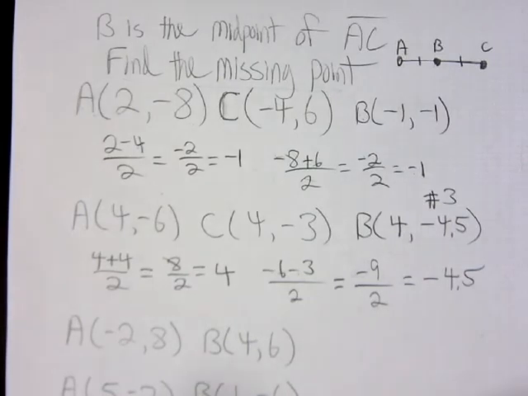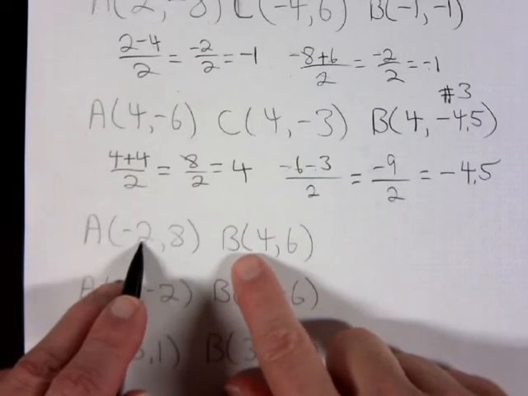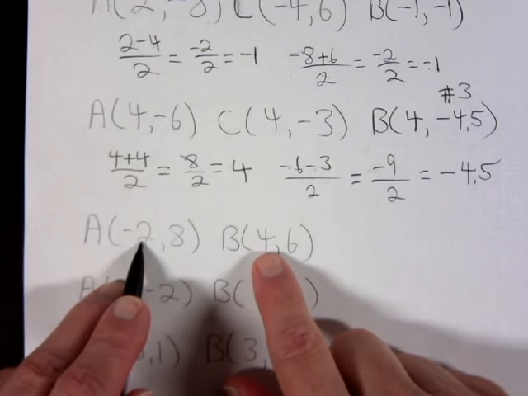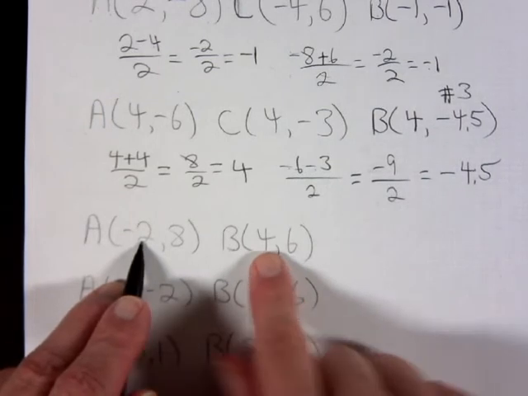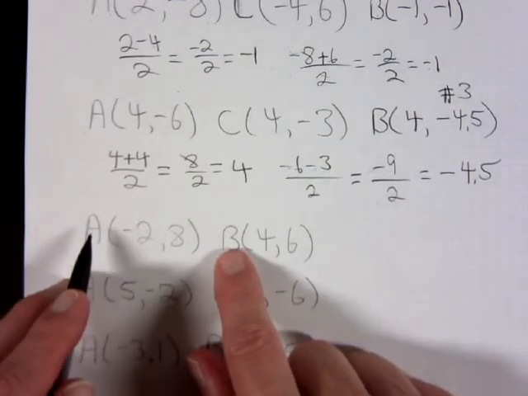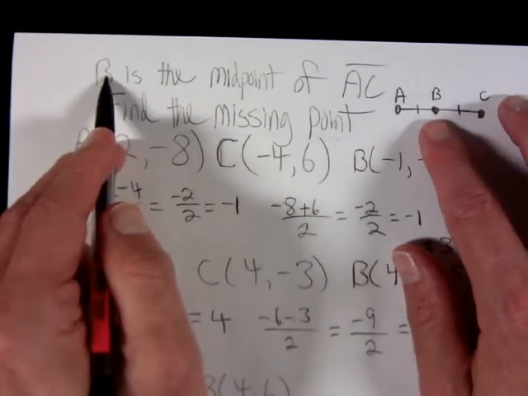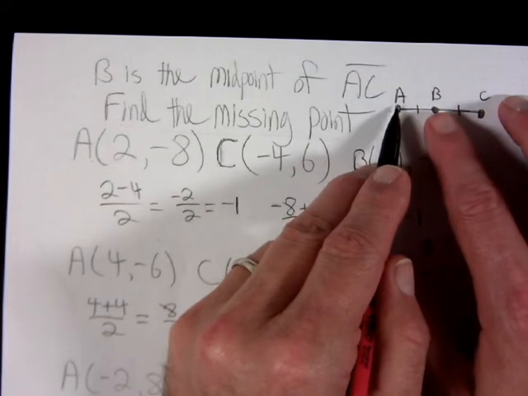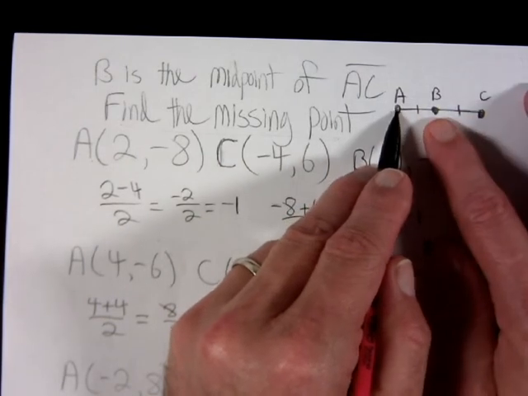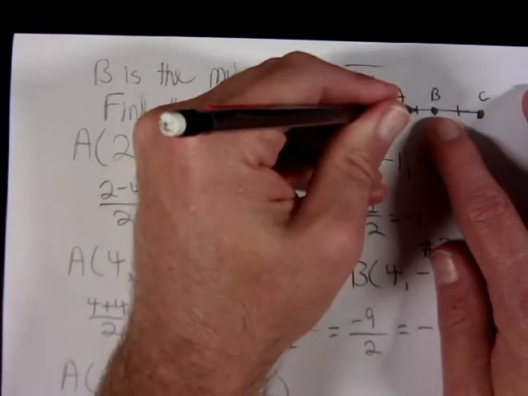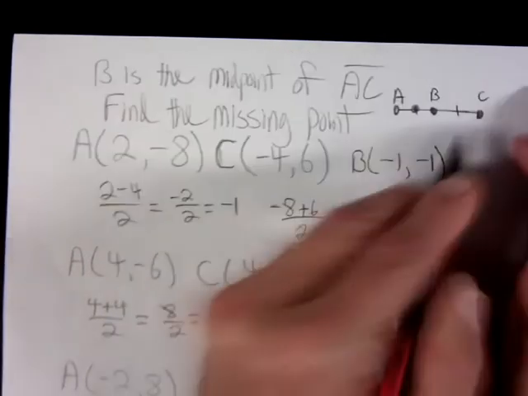And so here, I can't just plug these 2 points into the midpoint formula and get the answer. The reason why is because if I plug these in, the midpoint of AB is not C. Remember, look at the segment. B is the midpoint of AC. Well, if I plug A and B into the midpoint formula, I get the middle of A and B, which is here. That's not point C.